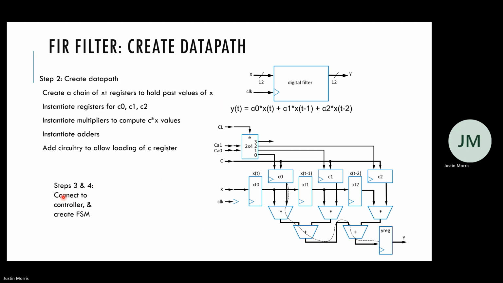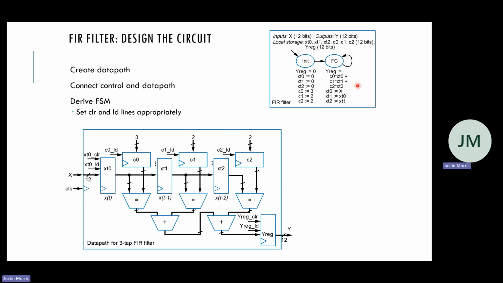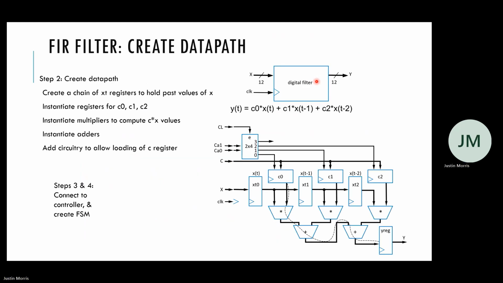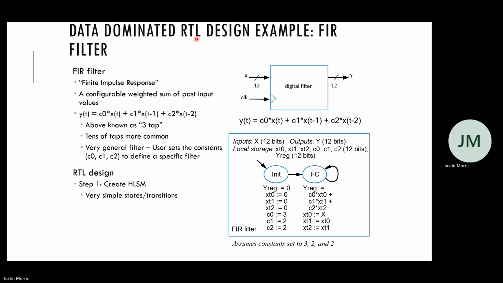So the next step is create the controller, right? So here's our finite state machine. And we just need to set clear and load lines appropriately in order to do this, right? So we have clear for these registers. These get loaded in the first state. And then the C's are not loaded here. And we're just loading for Y reg. And also loading for X0, X1, X2. Right? So complex data path. Simple controller, data dependence, or data dominated RTL design.